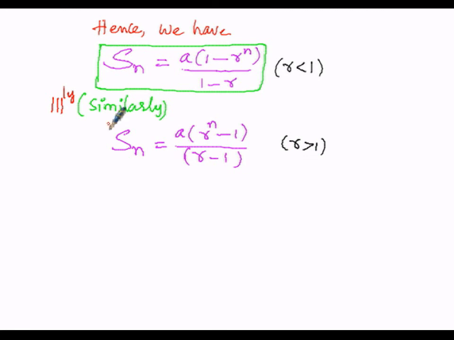So in this manner, we have deduced the sum of n terms as A into 1 minus R to the power of n overall divided by 1 minus R when R is less than 1. Then the second case is the sum of n terms equals A into R to the power of n minus 1 by R minus 1 when R is greater than 1.